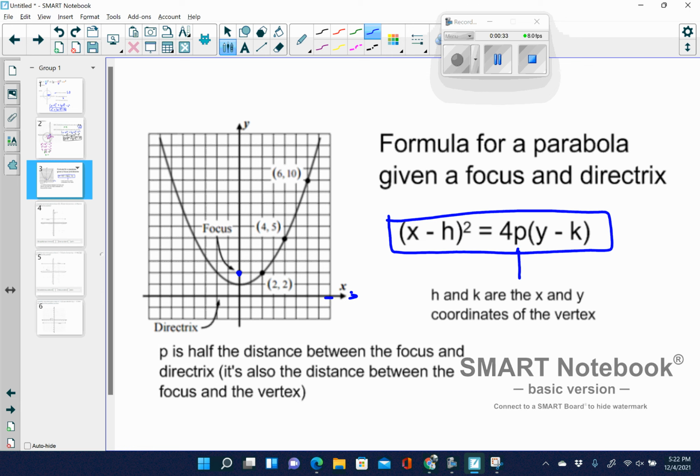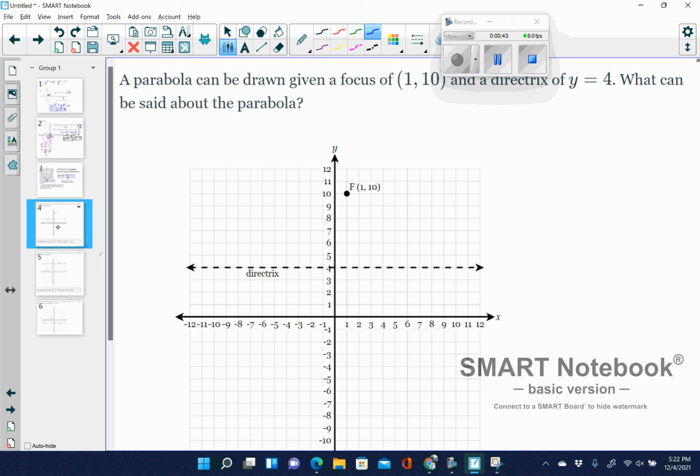One more thing real quick. The P is half the distance from the focus to the directrix. So in this case, the P is this number right here, which is 1. But I'll go through more in detail about what I mean. All right, so this is an example of a problem that you're going to see on Delta Math.